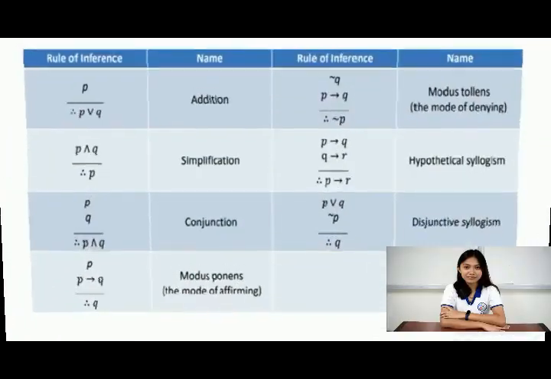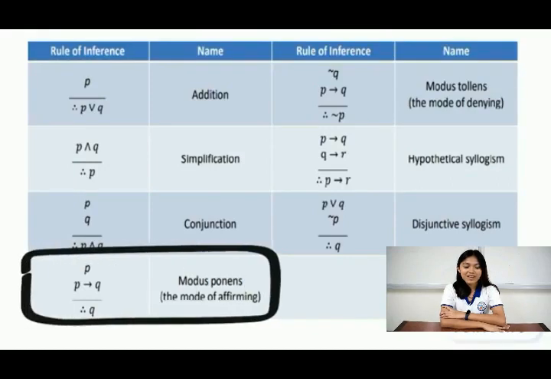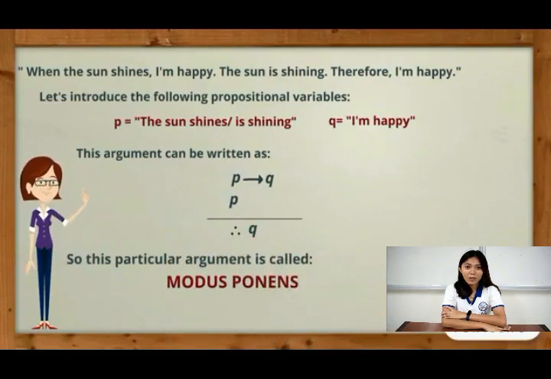Let's look at the table to see what kind of rules of inference this is. So this particular argument is called the modus ponens. Do you understand?